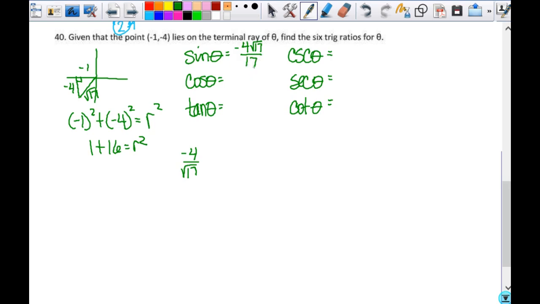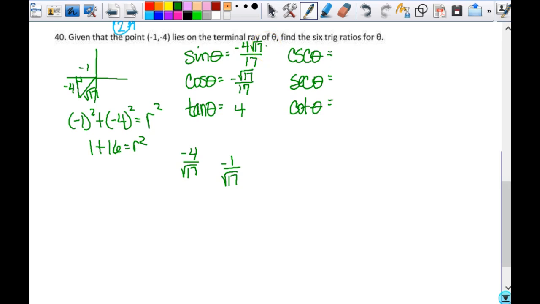Cosine theta is your x over r, or adjacent over hypotenuse, so that's going to give me -1 over the square root of 17. And when I rationalize, I get negative square root of 17 over 17. Then tangent is opposite over adjacent, or y over x, so that's -4 over -1, which is just a positive 4. And we know that tangent's positive in the third quadrant. We go to cosine, but if I take the reciprocal of this, then I have to rationalize again.